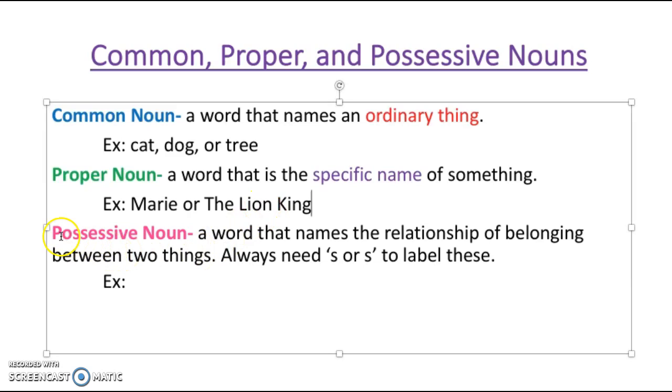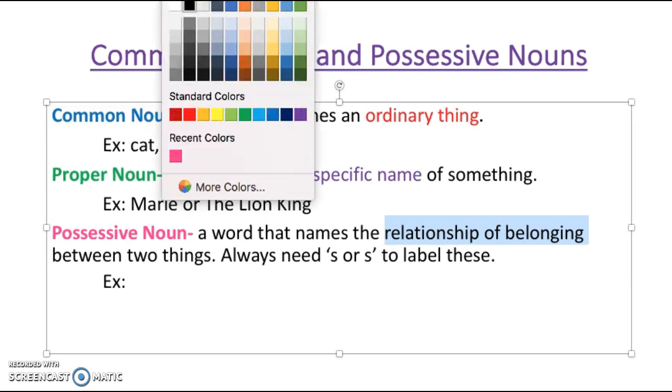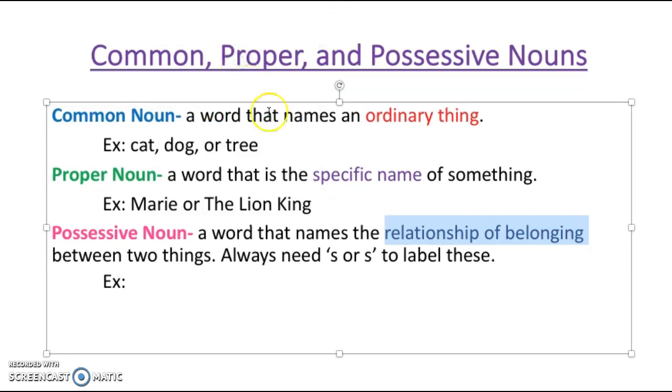And then last but not least, we have a possessive noun. Now this might be the trickiest sounding definition, but once you understand it, it will be easy breezy. So a possessive noun is a word that names the relationship of belonging between 2 things. So I just want you all to remember relationship of belonging, and I'll explain that in 2 minutes. So then you're always going to need apostrophe S or S apostrophe when it comes to these kind of nouns.